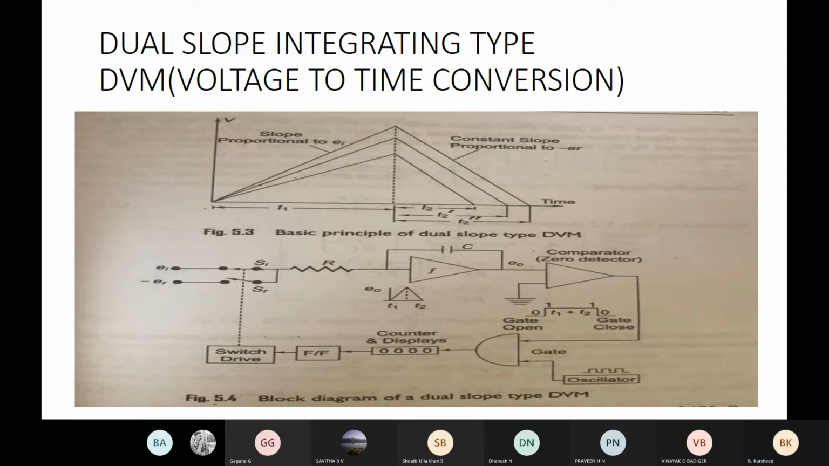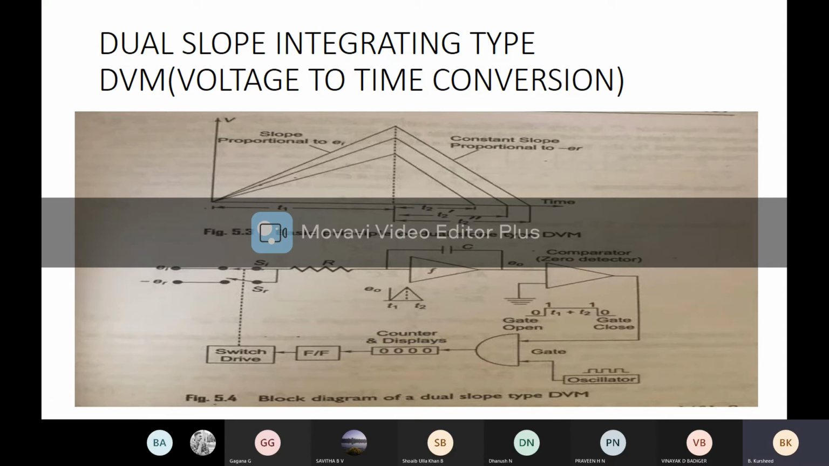Getting it? Can anyone explain this one? Yesterday I explained at least four lines related to this. Anyone? Take five minutes. Can you explain?